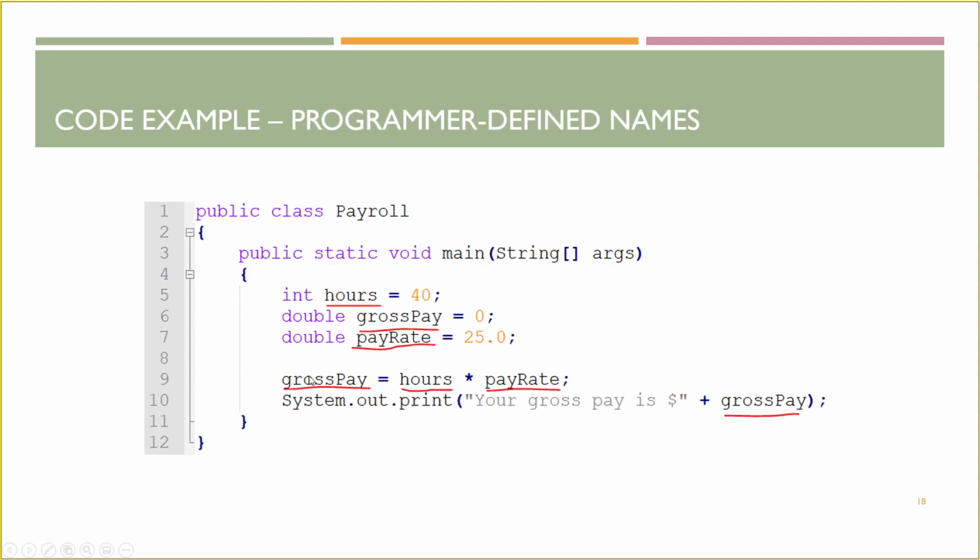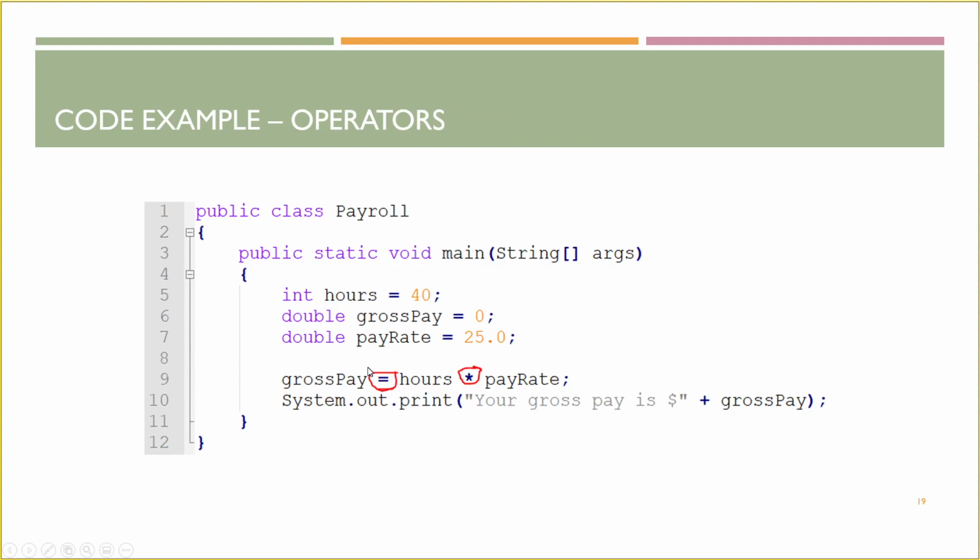All of these are my programmer-defined names. Payroll and main are also programmer-defined names. These are things that I, as the programmer, when I wrote this little program, just made up, right? So these are names that I created.